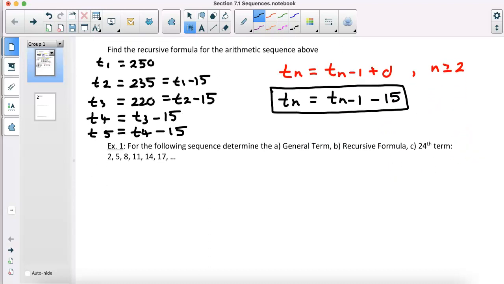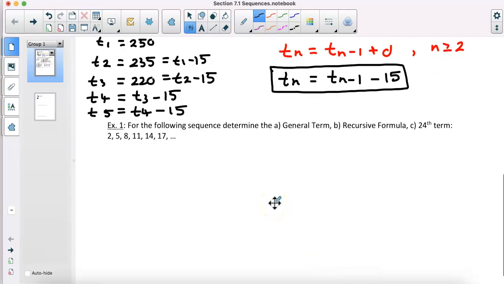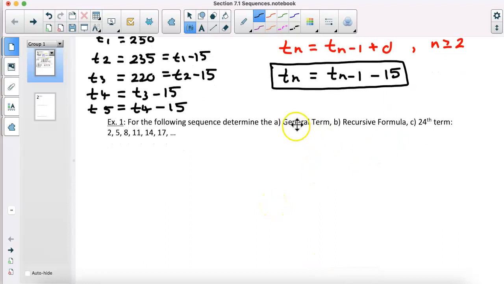Okay, so the next one we're going to take a look at is this brand new example here. For the following sequence, determine the general term, which is the equation for t_n, the recursive formula, which is what we have right here, knowing the one before it, and we're actually going to find the 24th term as well. Okay, we can predict that based off our pattern here.